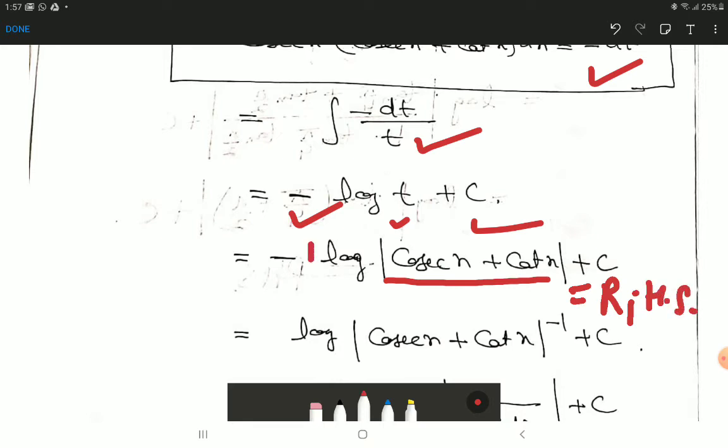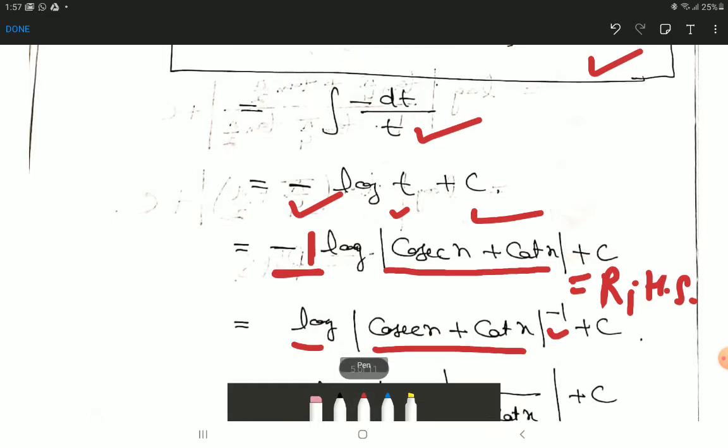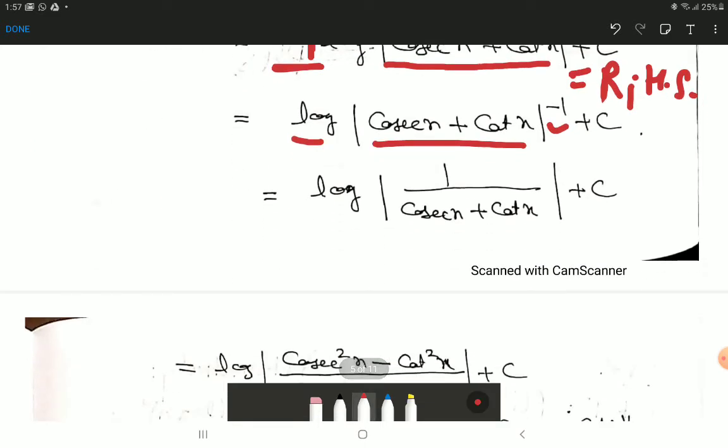This minus can be treated as minus 1. Now again it is of the shape n times log m. So this will become a power. So it becomes log of m raised to the power n. And something whole power minus 1 means 1 upon that thing. So cosec x plus cot x whole power minus 1 means 1 upon cosec x plus cot x.